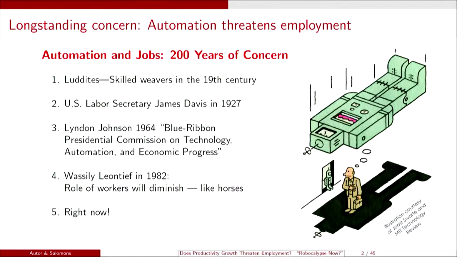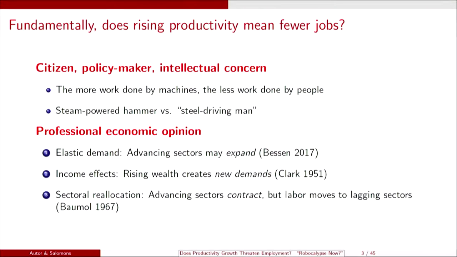And of course, there's no question right now that we are in an era of similar concern, an era of people asking, is the robocalypse upon us? From the perspective of citizens and policymakers and intellectuals, this concern seems immediate. The more work's done by machines, the less work done by people, potentially. And we even have the legendary fable of John Henry, the steel-driving man who faced off against the steam-powered hammer in laying railroad ties. And you'll remember he beat the steam-powered hammer, but then he laid down his hammer and he died.